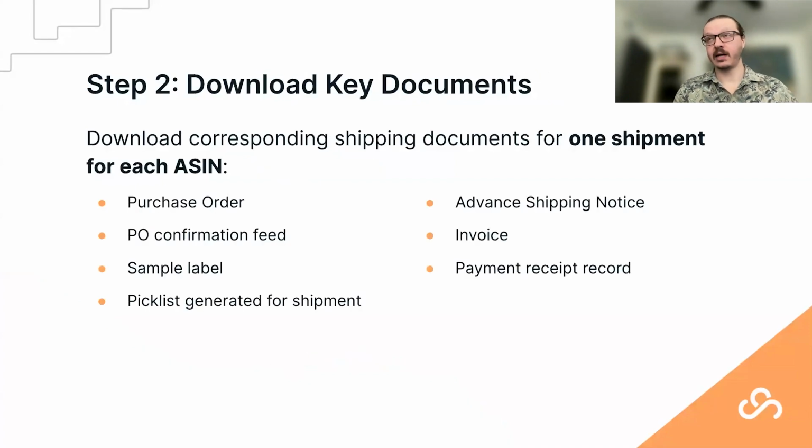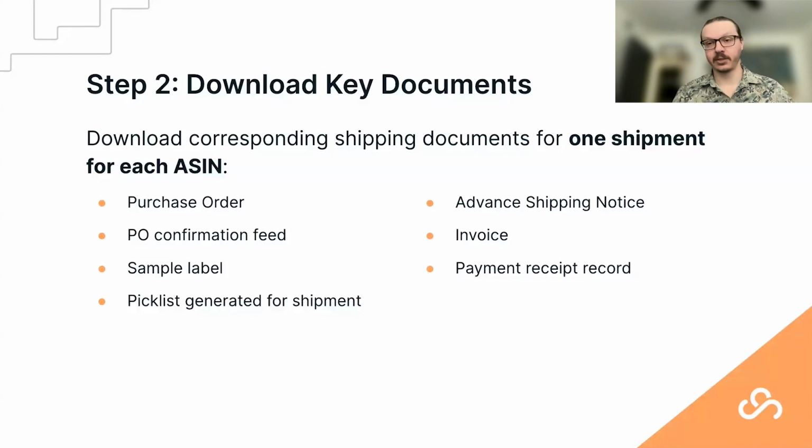As far as key documents to download in order to get that timeline, in order for us to be able to tell the full story, we recommend at least one shipment for each of these items. And that's going to include a PO, so whenever Amazon ordered. The confirmation, so what did you accept? What did you reject? A sample label. Ideally, if we can get an actual label from that shipment, that'd be even better. But we can just get an idea, what does your label look like in the process?